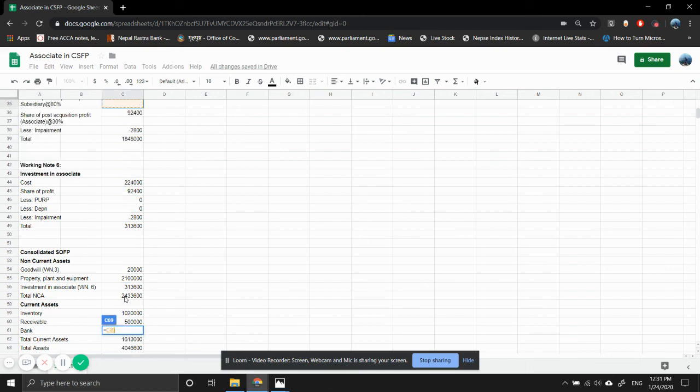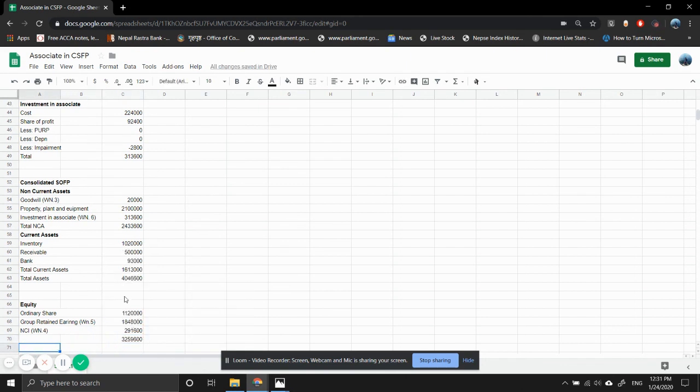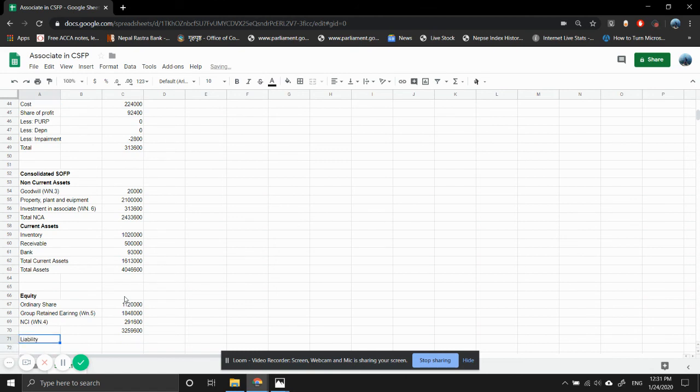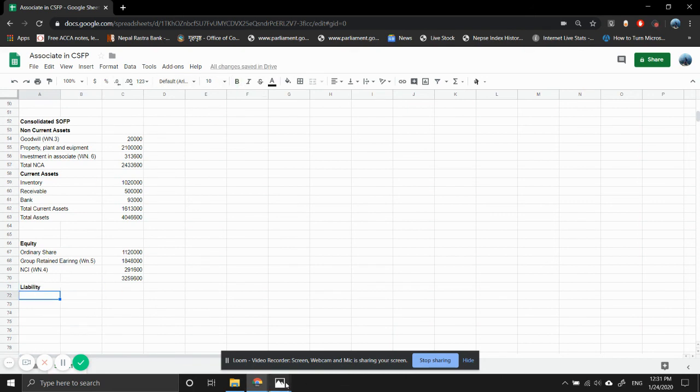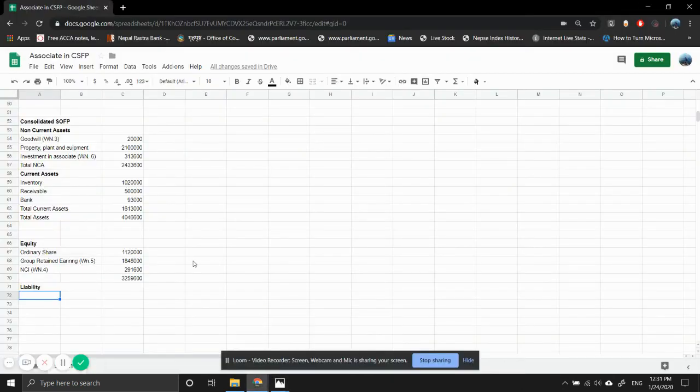So what's our figure? That's our figure, and then let's add it up. That's done, and then liability as well. Let's merge this thing up. Bold, just to make it look nice. So what's our liability? So trade payables and taxation.